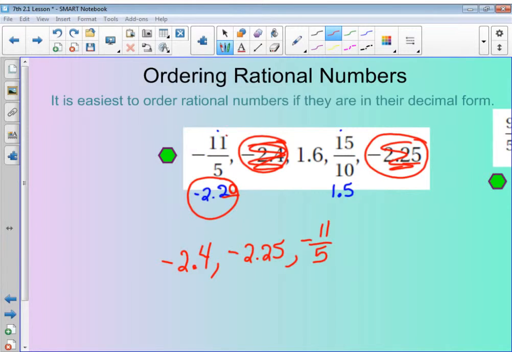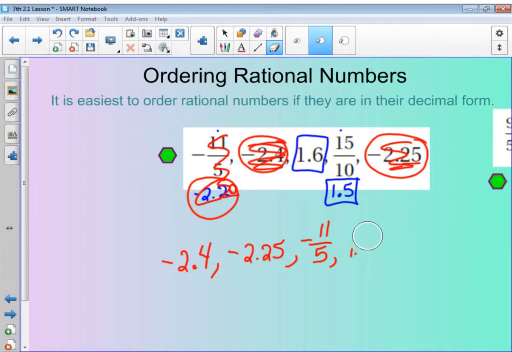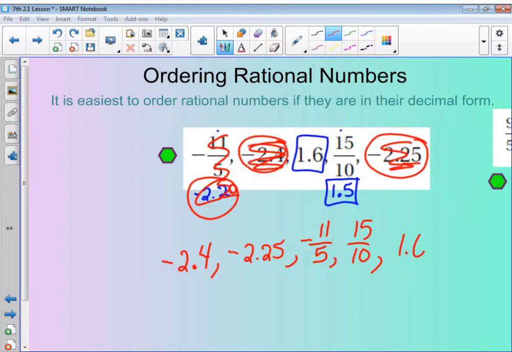Okay, done. All right, so what I have left are my two blue ones here. And now we're working those positive numbers. So I'm going to go ahead and look at these and say, okay, what's smaller? 1.5 or 1.6? So I have to kind of change my thinking again. Well, 1.5 would be the smaller. Oops, what did I do wrong? I wrote out 1.5 instead of what it was originally. Originally, it was 15 tenths. So I'm going to write it out as 15 tenths. And then the last one would be 1.6.